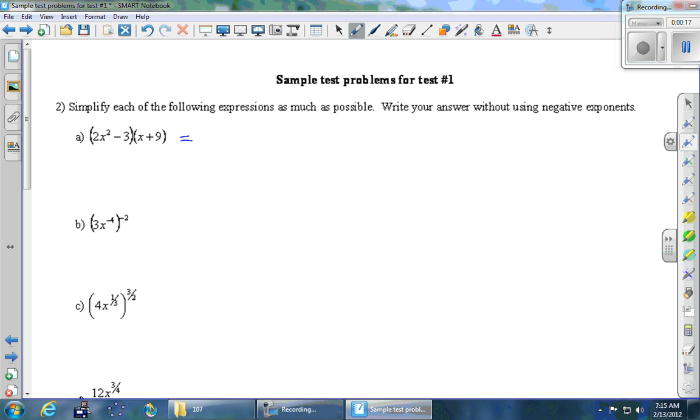So here we FOIL everything together. We'll first multiply the 2x squared times everybody. And then we'll multiply the negative 3 times everybody. It's our job to combine like terms, but in this case there are no like terms, so we're done.